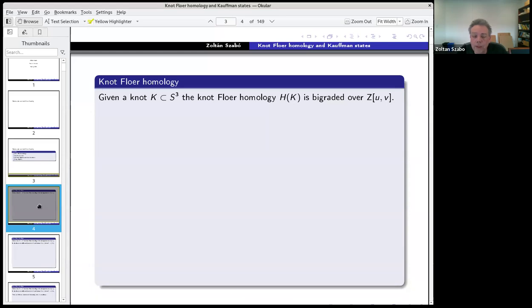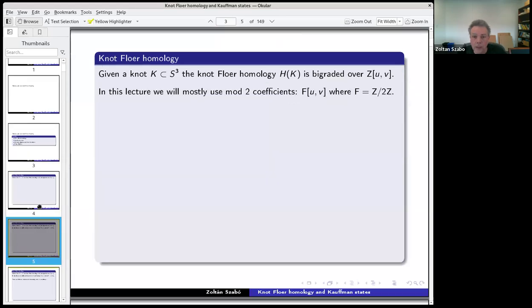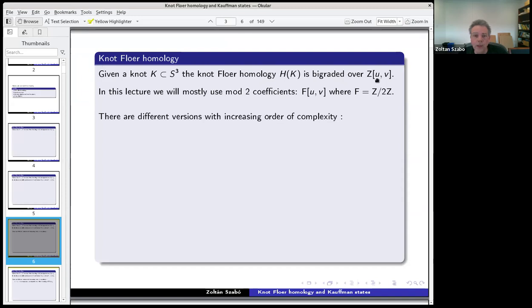As it turns out, this has different versions. We will mostly use mod 2 coefficients, but the most complicated version really corresponds to the homology of a chain complex in 2 variables. You can change Z to Z mod 2, but there are still 2 variables. You can then specialize this, making one of them 0 or both of them 0. And there is also a version where u times v equals 0.